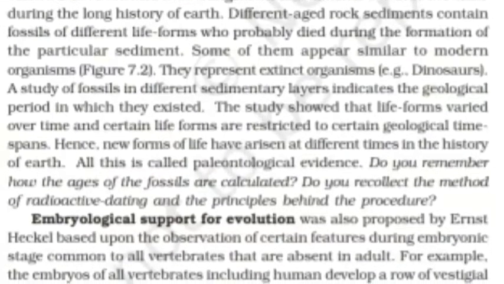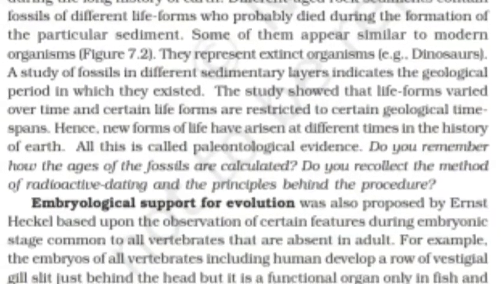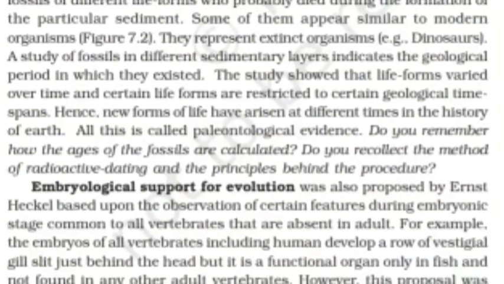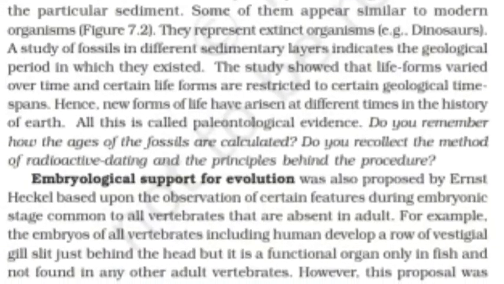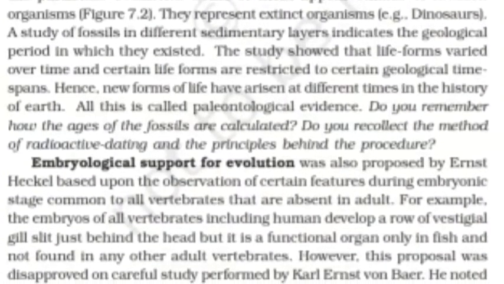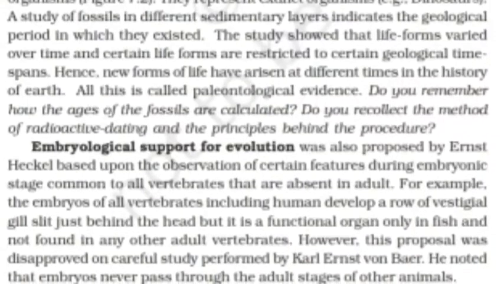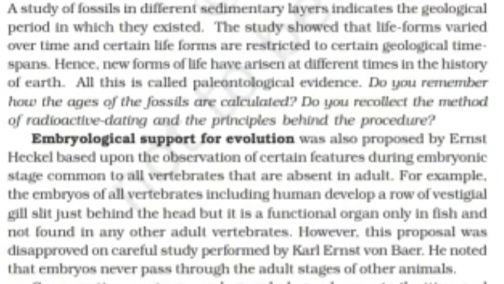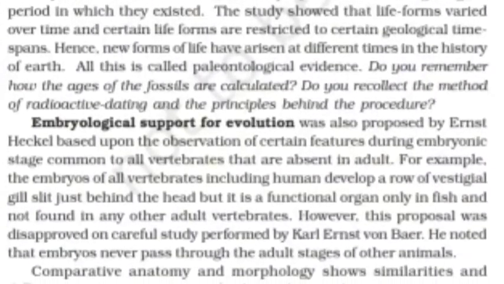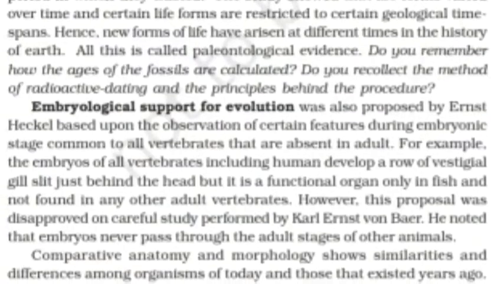Embryological support for evolution was also proposed by Ernst Haeckel based upon the observation of certain features during the embryonic stage common to all vertebrates that are absent in adults. For example, the embryos of all vertebrates including humans develop a row of vestigial gill slits just behind the head, but it is a functional organ only in fish and not found in any other adult vertebrates. However, this proposal was disproved on careful study performed by Karl Ernst von Baer. He noted that embryos never pass through the adult stage of other animals.